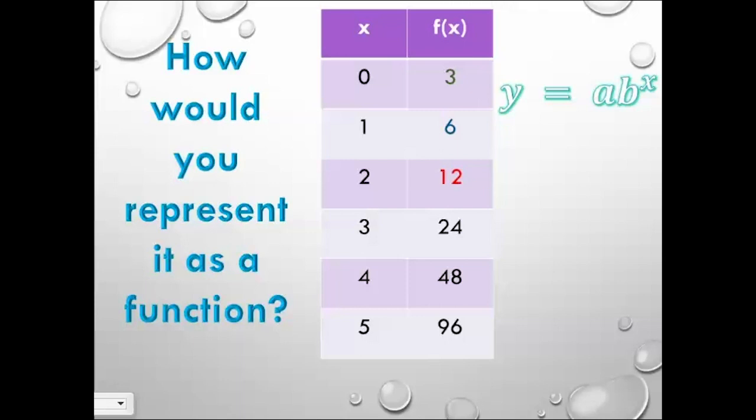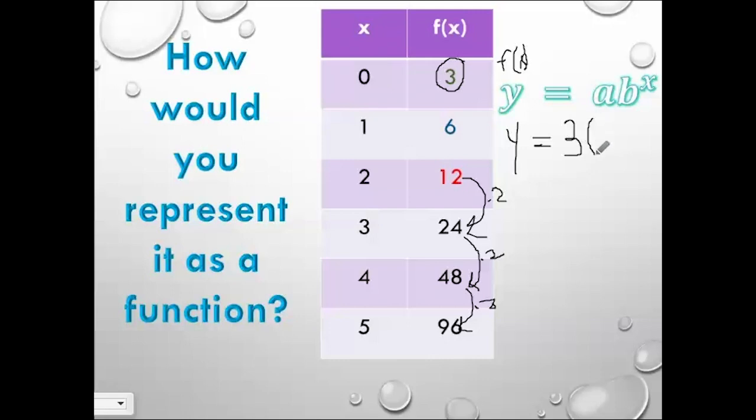Let's see if we can fill in for our missing values here and test it to make sure that it works. So y equals, which we also know we could write as f of x, right? So y equals, we're saying that a is equal to 3. We know that our pattern was that we were multiplying by 2 each and every time. Times 2, times 2, times 2. That was our b value raised to the power of x. So this is how we would write our function.